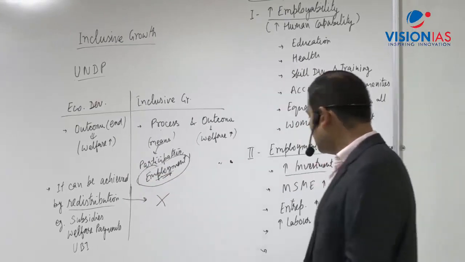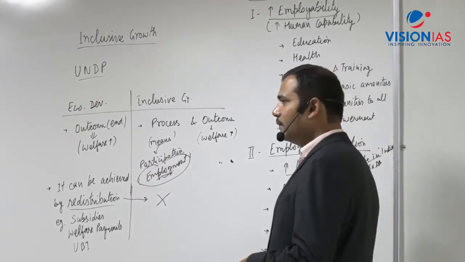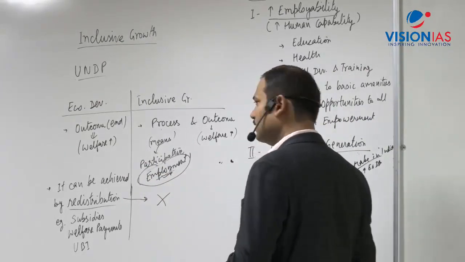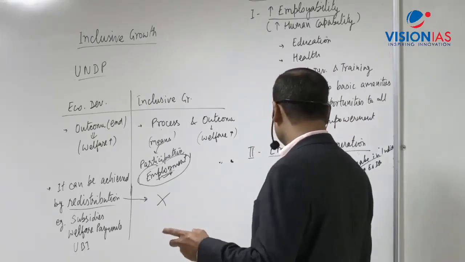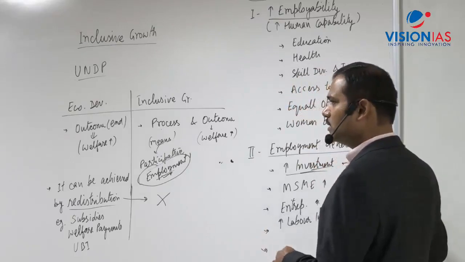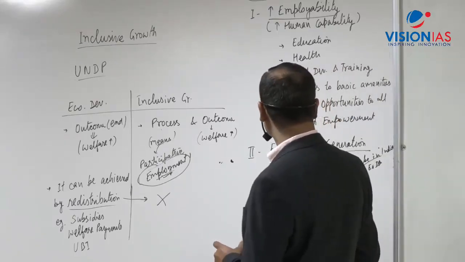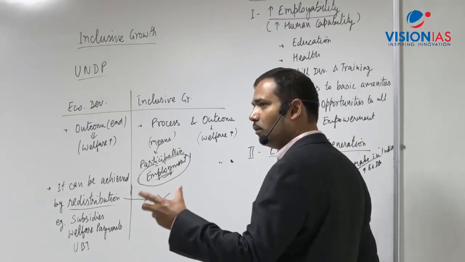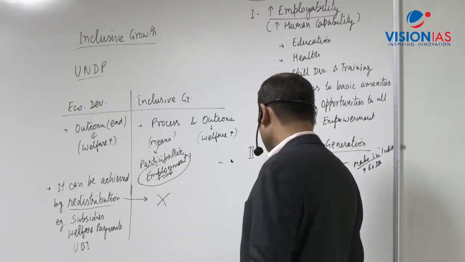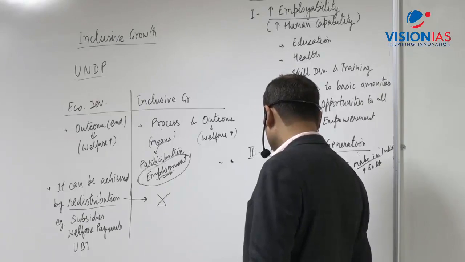Other, I told you, investment, so we have written here: more factories, more jobs. Other is infrastructure, which is related with this, and ease of doing business. Apart from that, skill development, which we have discussed already here. Apart from that, employment generation programs, like poverty alleviation and employment generation programs.